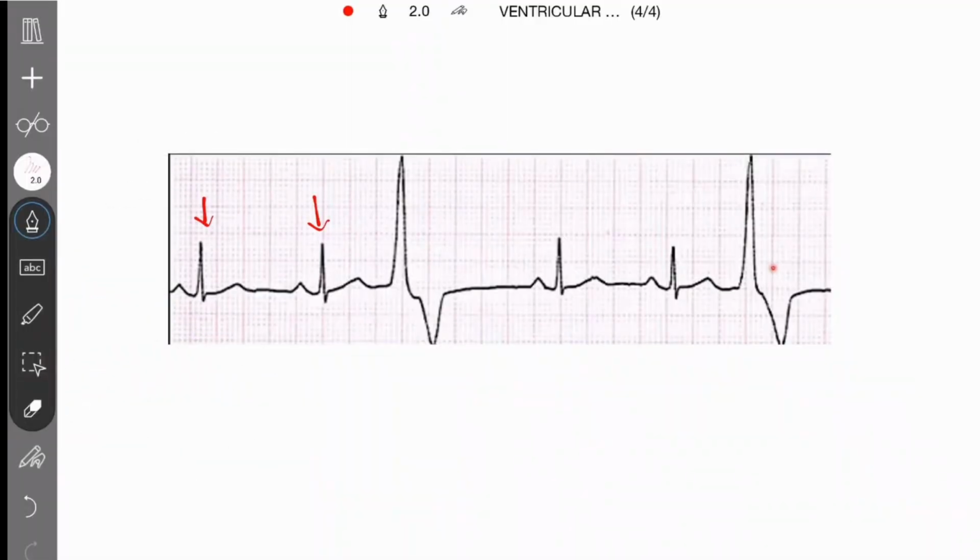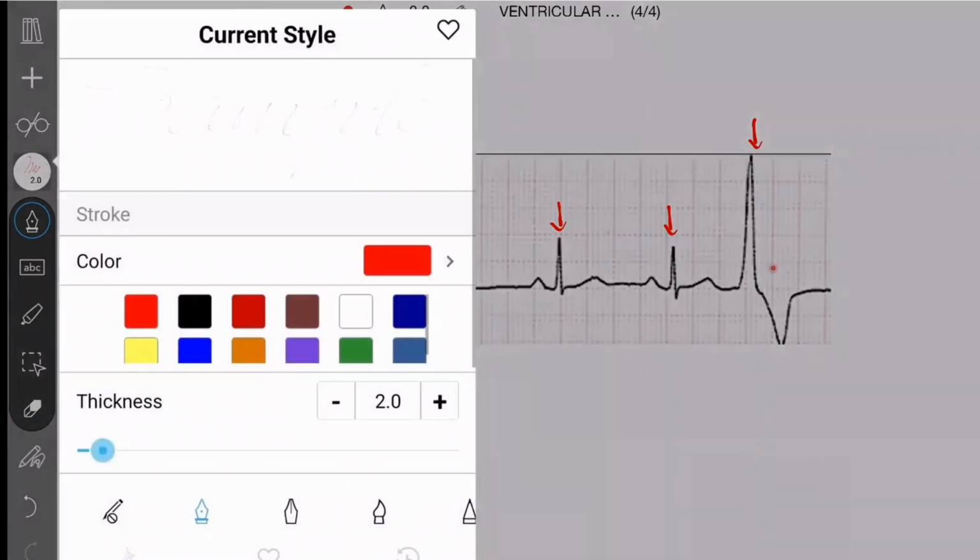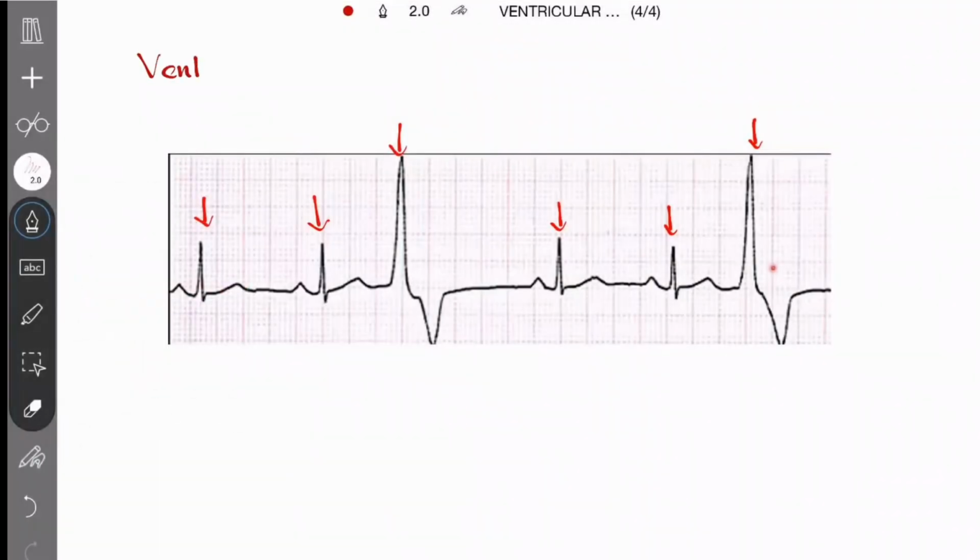Second type, you see two normal QRS complexes, normal rhythm, with P waves, normal beats. The third beat is abnormal. After that also, 1 and 2 are normal, the third beat is abnormal. So for every two sinus rhythm beats followed by a premature complex, this is called ventricular trigeminy.